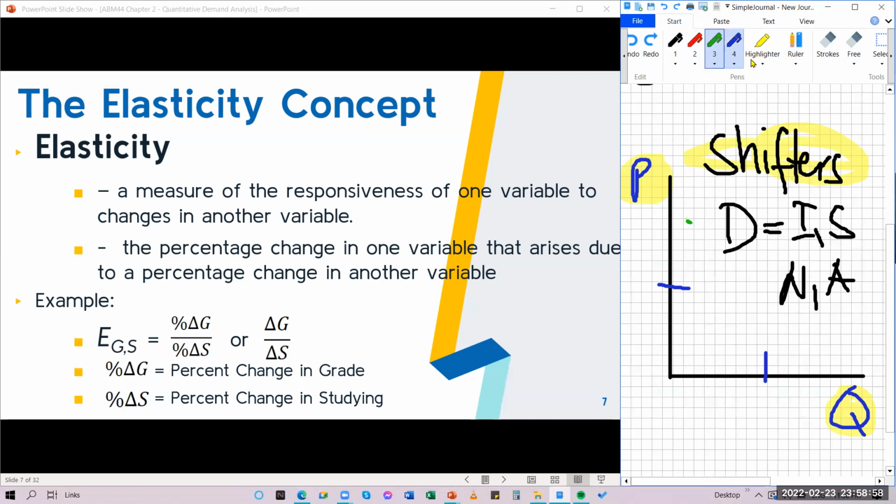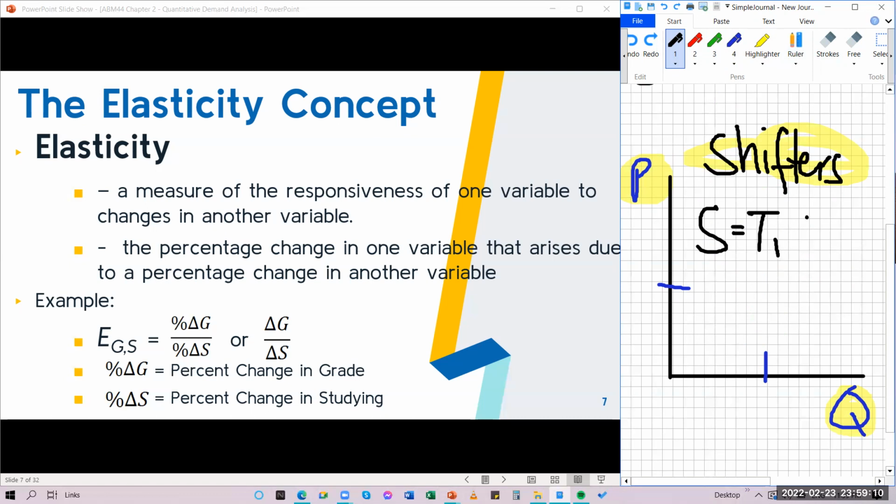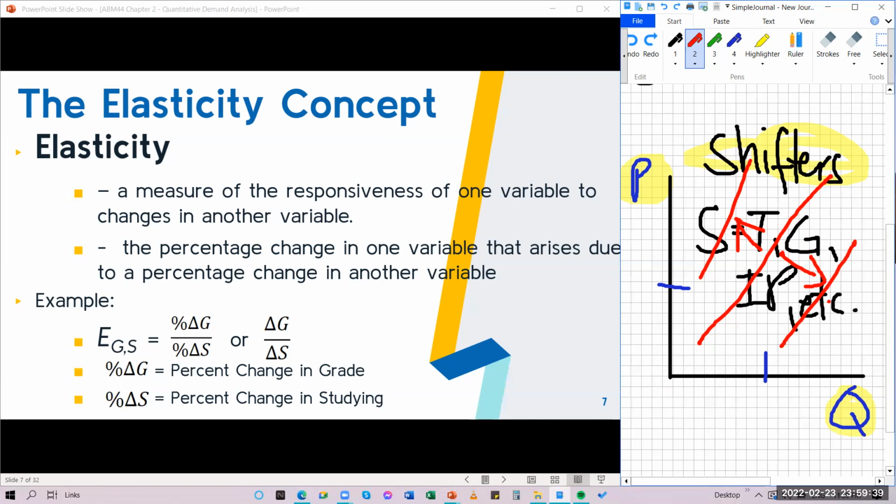So that's for demand. How about our supply? What are the shifters for supply as far as you can remember? For supply, we have shifters such as taxes, government regulations, and input prices, and so on. There are many shifters too for supply. As you all know, this is our supply curve. It either goes upward, an increase in quantity supplied, or downward, a decrease in quantity supplied.